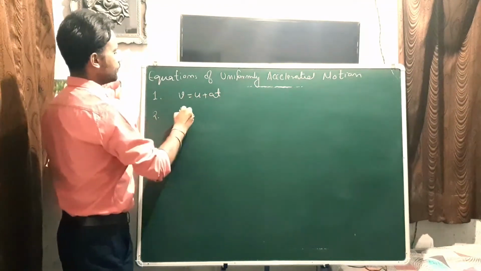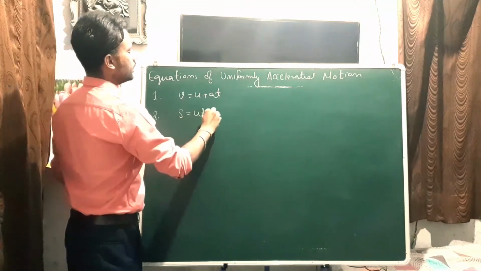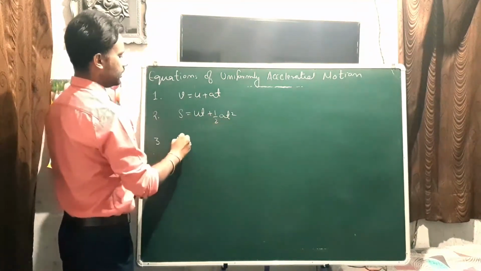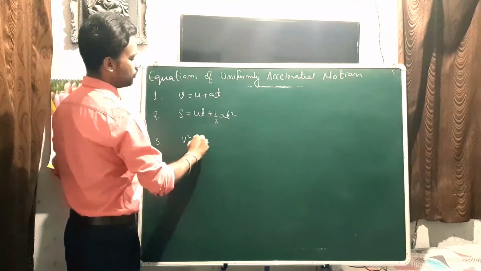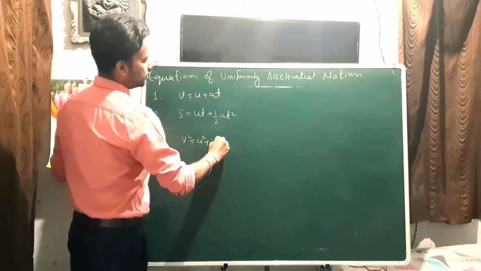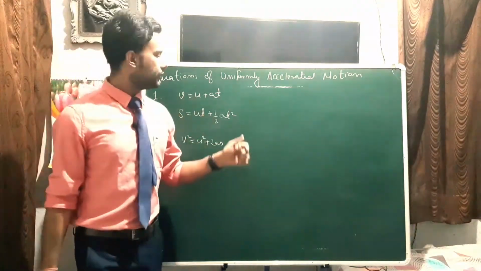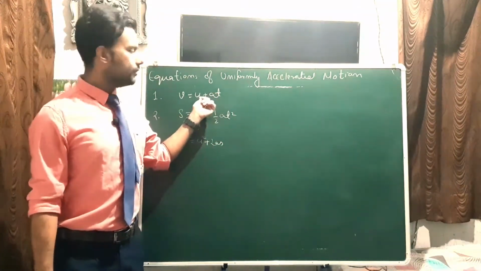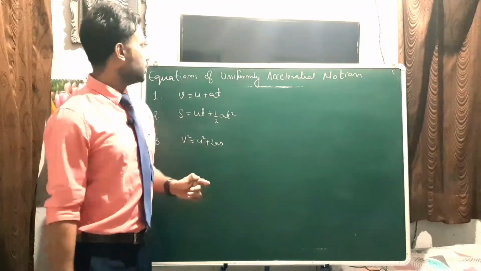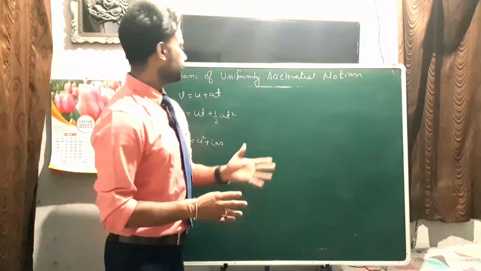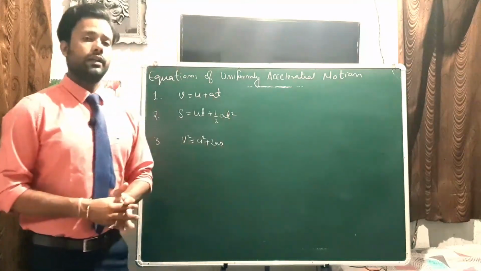Second is s equals ut plus half at square. And third is v square equals u square plus 2as. Right? What is v here? v is final velocity, u is initial velocity, a is acceleration, t is time, and s is displacement. So these are the quantities in these equations.